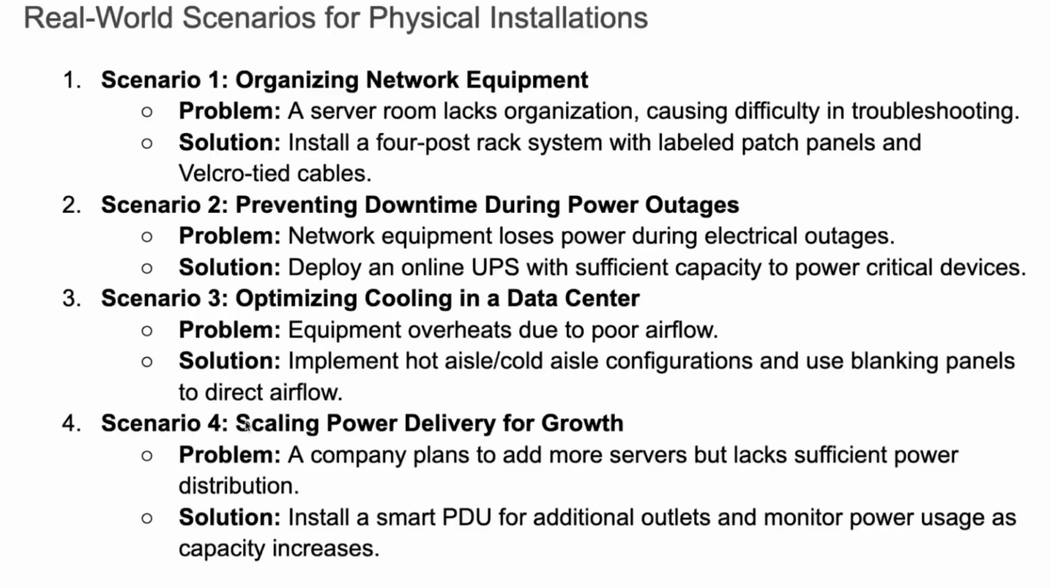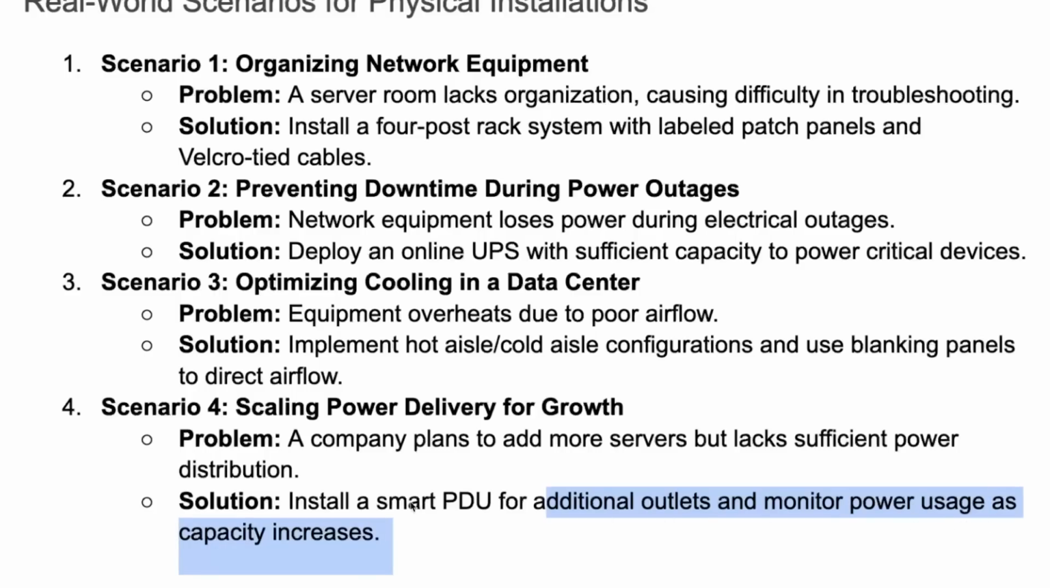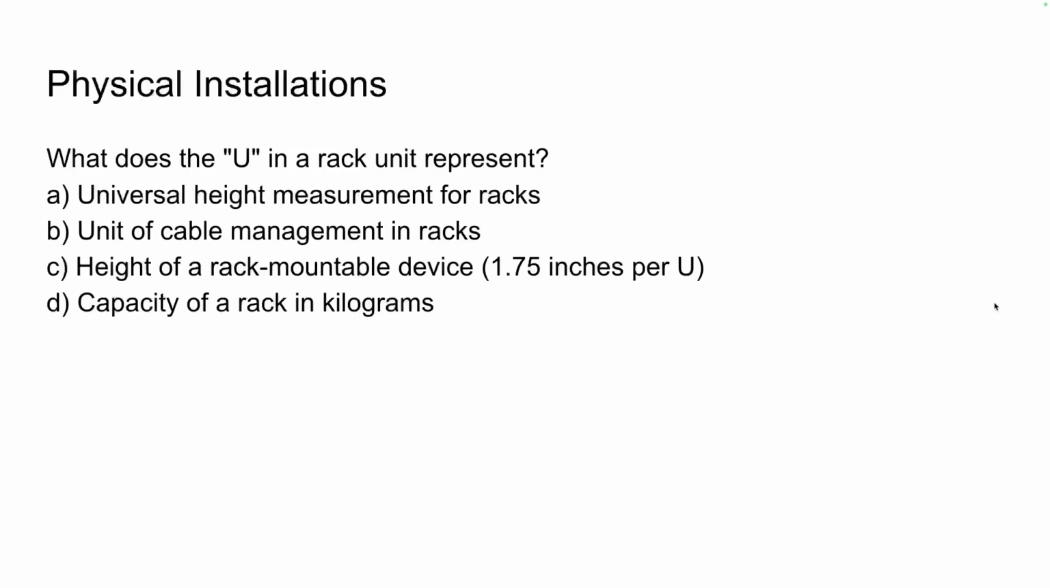And for scenario 4, the scaling power delivery for growth. So the problem is that the company plans to add more servers, but they lack sufficient power distribution. So you want to install a smart power distribution unit for additional outlets and monitor power usage as the capacity increases. Which brings us to our practice questions for the physical installations.